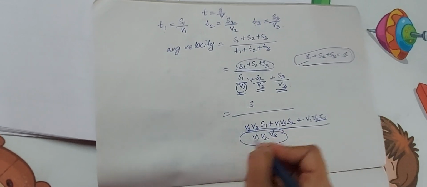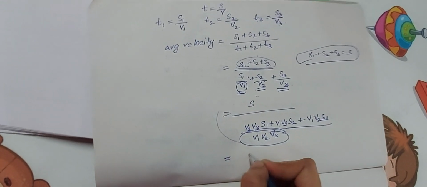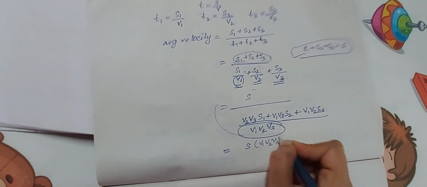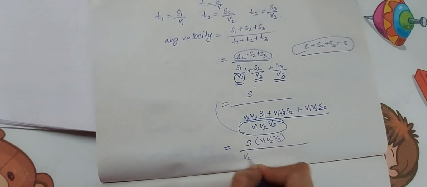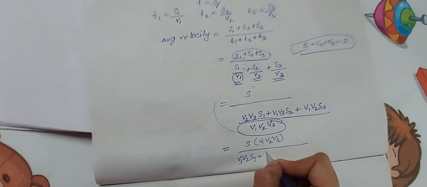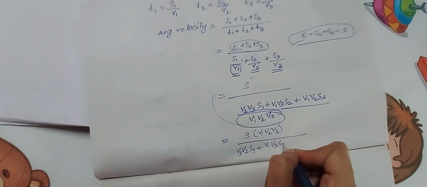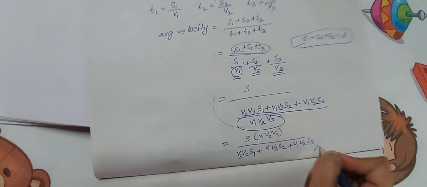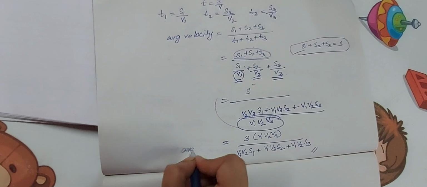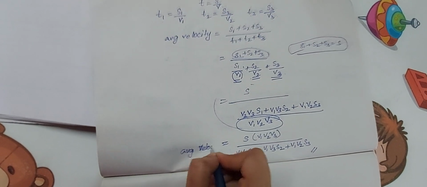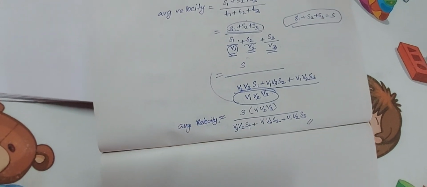Now send this to the numerator. Then it is S into V1, V2, V3 by V2, V3 S1 plus V1, V3 S2 plus V1, V2 S3. This is all about how to find the average speed or velocity when time is not given in the data.